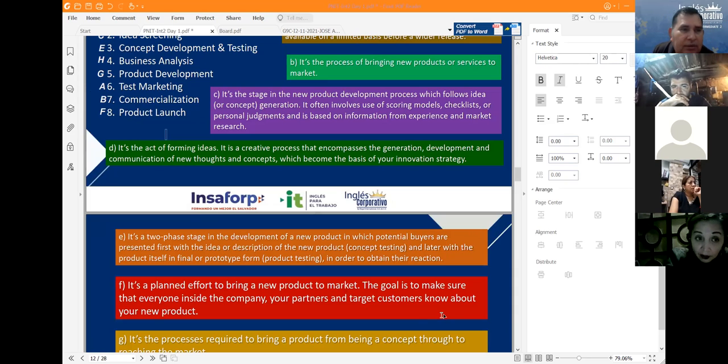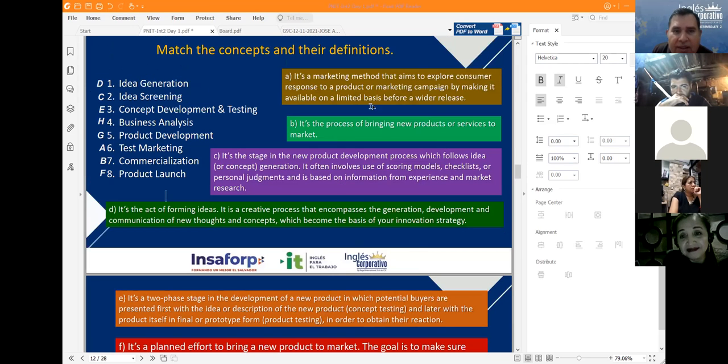Test marketing. Okay, this is something a little confusing, right? But it's letter A. It's a marketing method that aims to explore consumer response to a product or marketing campaign by making it available on a limited basis before a wider release. If the people accept it, you produce more and sell it. So that would be the test. You test the market, because if you produce too much and you don't sell it, you waste your money. Your investment goes down the drain.